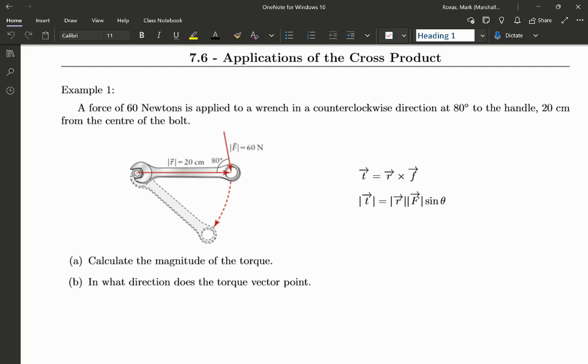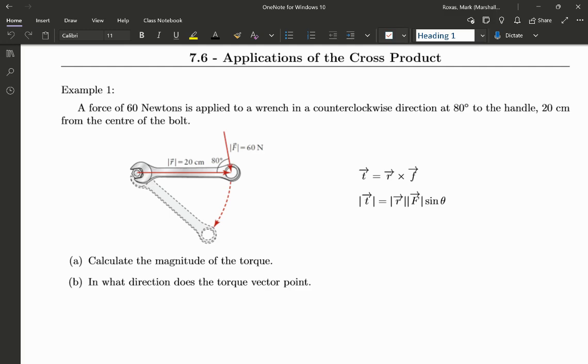Torque, as a physics term, is defined as a cross product between two vectors: the vector that represents the distance to the center of the bolt and the force vector. The result of the torque is itself a vector that acts in the direction of the bolt. Either you're tightening the bolt or you're loosening the bolt, and as you can imagine, that action is perpendicular to the displacement, the r vector, and the f vector.